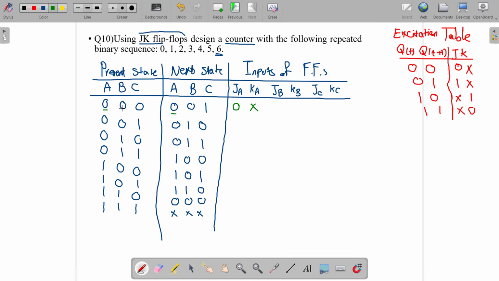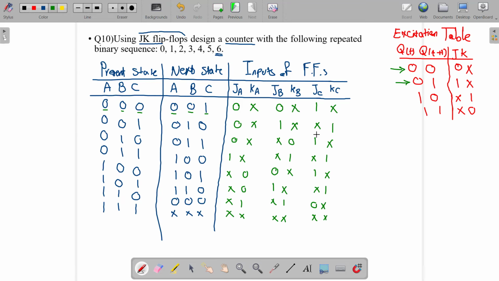0x. For example, BT is 0, BT plus 1 is 0. According to this table, JK will be 0x. Similarly, CT is 0, CT plus 1 is 1. It means that using this row, we can find the 1x, 1x for all of the J's and K's. Similarly, I will fill this table in this form, looking at this excitation table.